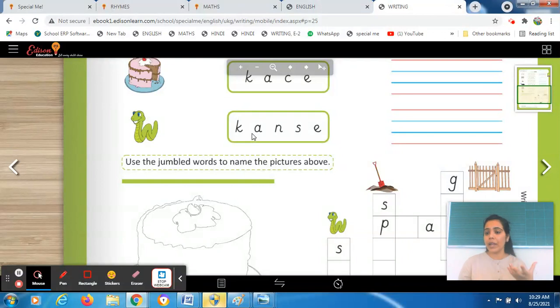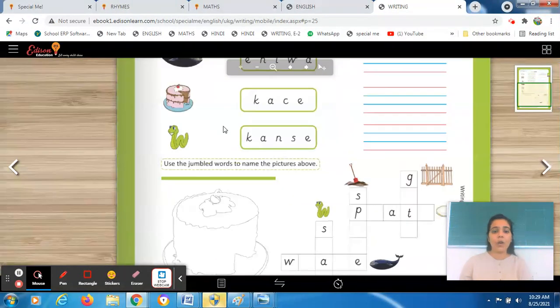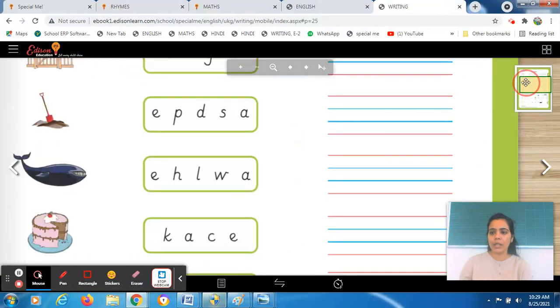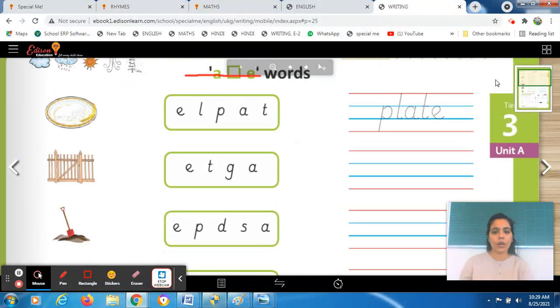We have to arrange it in a sequence to get a meaning, right? So use the jumbled words to name the picture above. These pictures given above, you have to write down their correct names here by using those jumbled words. These are hints to you. Okay, so let's start with the very first one. You will see the very first picture is already done, but we will revise it also.